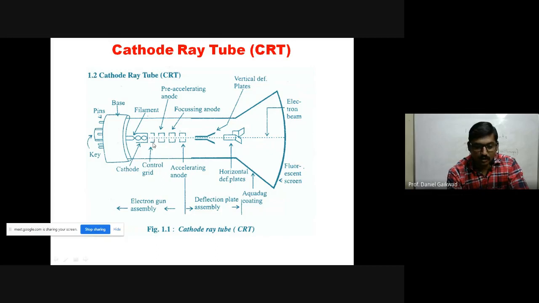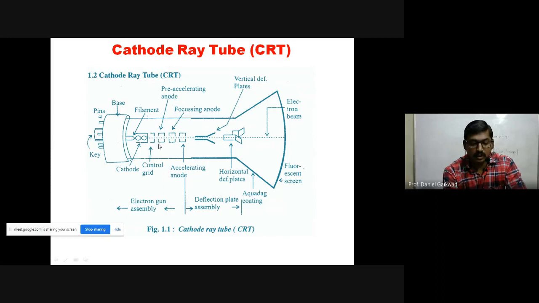Now the control grid is given negative potential. We know electrons are negatively charged particles. Electrons are continuously emitted from the cathode with the help of the heating filament, and they go towards the control grid. Then we have the pre-accelerating anode, etc. Now, if the control grid is positive, then the electrons are attracted to a positive terminal, a positive plate or control grid cylinder.